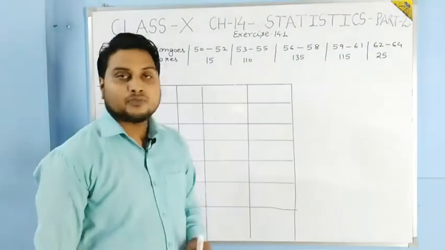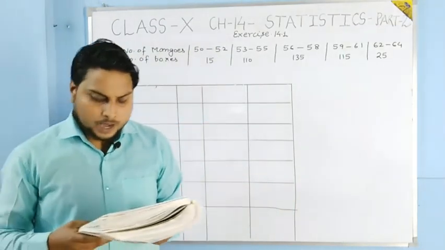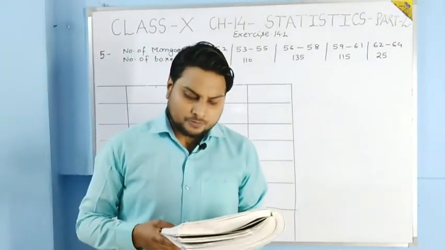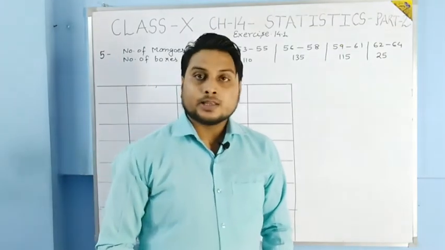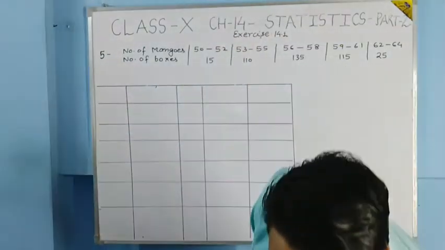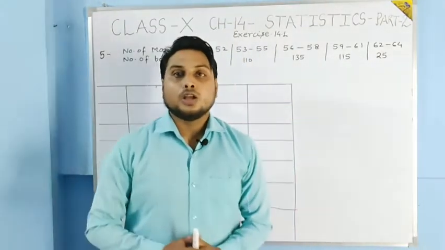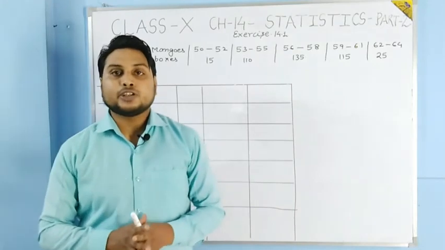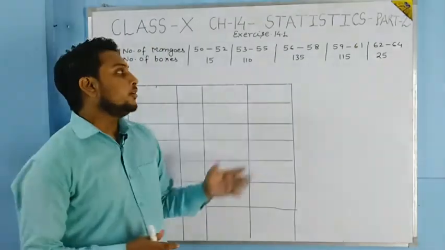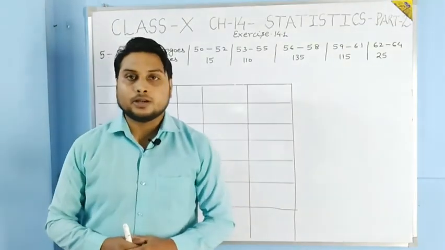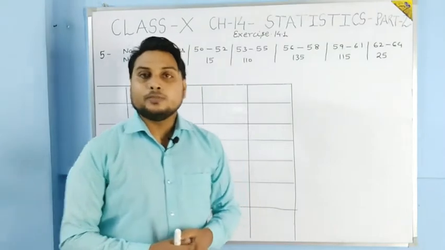So students, we have to find the mean number of mangoes kept in a packing box. Which method of finding the mean did you choose? Students, if the step deviation method had not been removed from your syllabus, then we would apply the step deviation method here. But that method is not there, so we will apply the assumed mean method here.